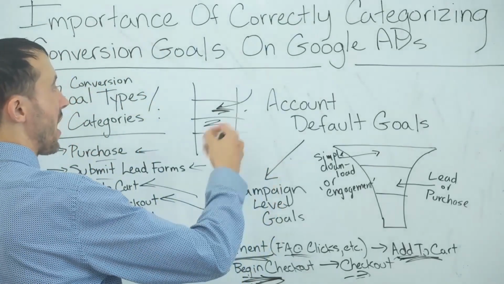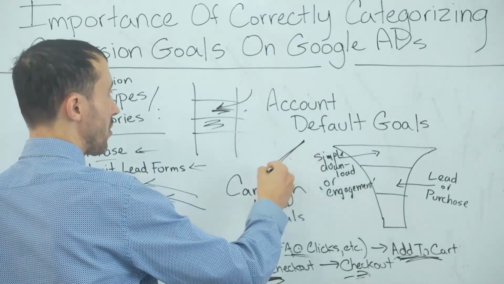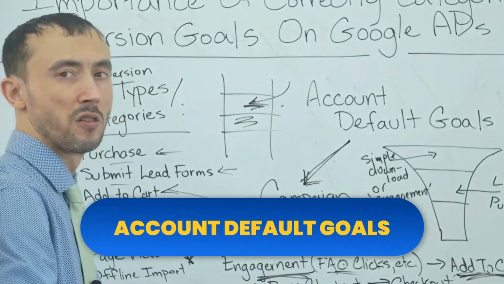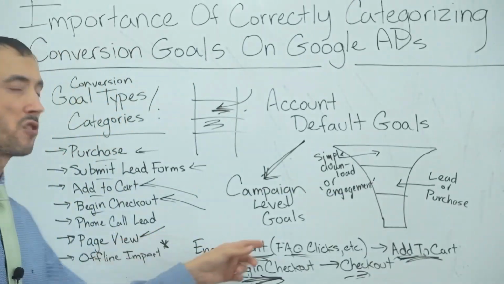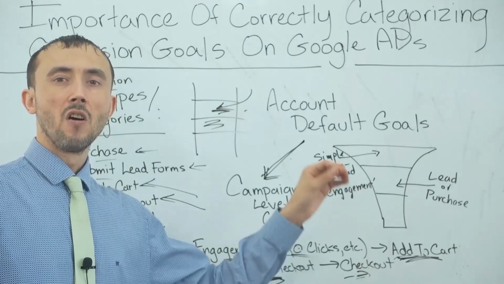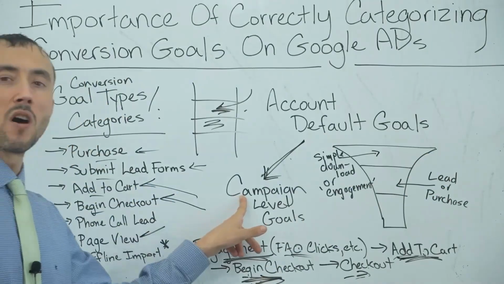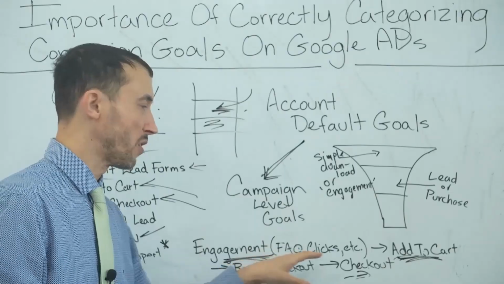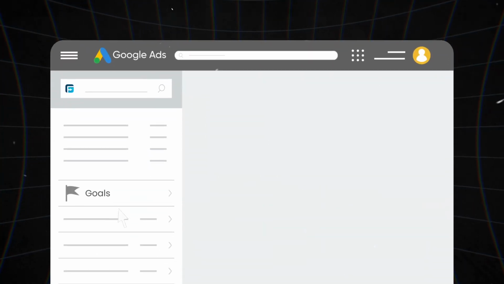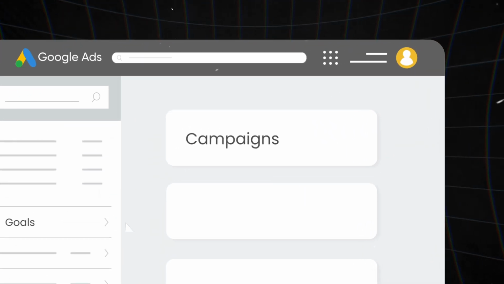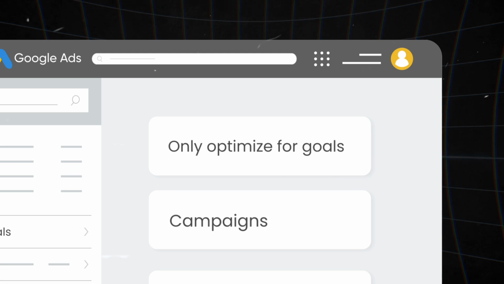In your account, by the way, you have these account default goals. If you set up a conversion goal as an account default goal, all of your campaigns are going to optimize for that particular goal. If you want a particular campaign to optimize for only some of these goals, you need to go inside that campaign under the goal settings and switch that campaign to only optimize for those goals.